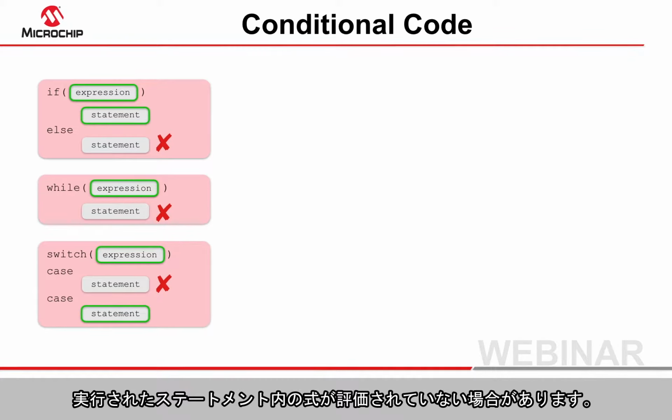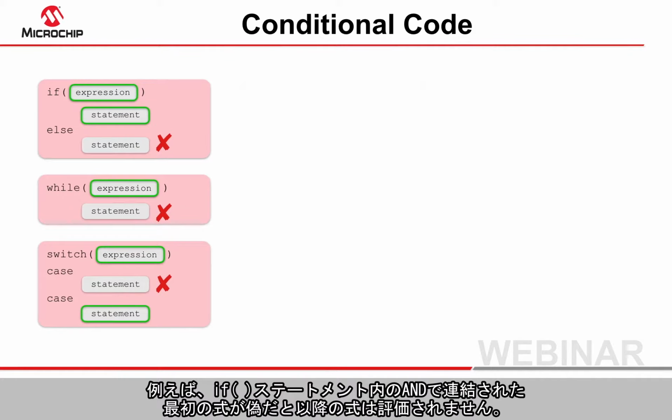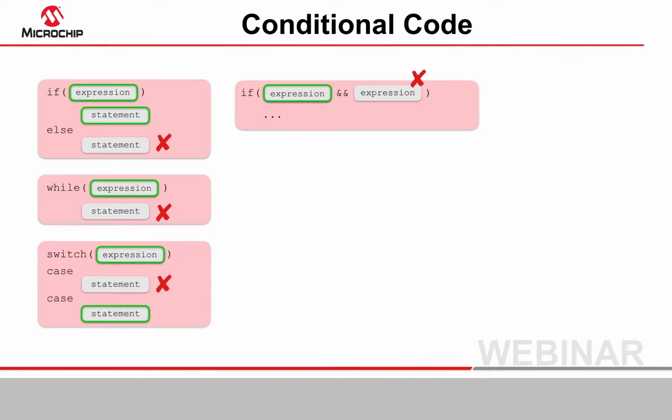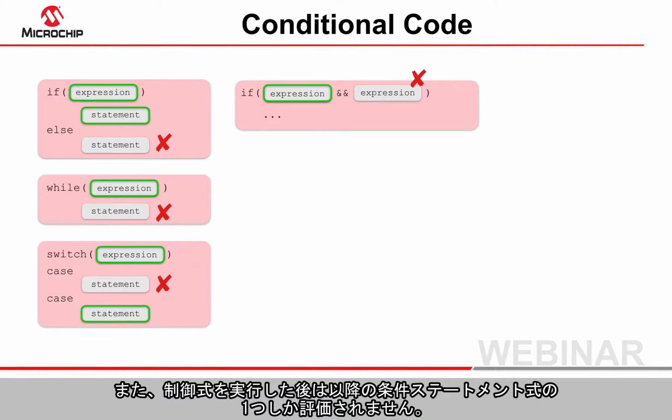Sometimes expressions within an executed statement are not evaluated. If the first ANDed expression in an if statement is false, for example, the remaining expressions are not evaluated. And after execution of the controlling expression, only one of the remaining conditional statement expressions is evaluated.